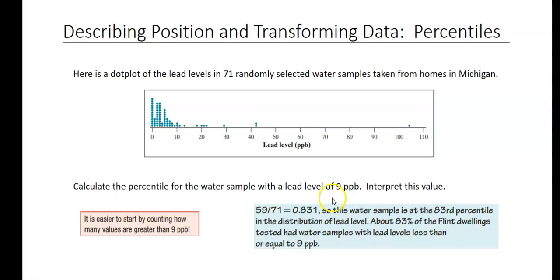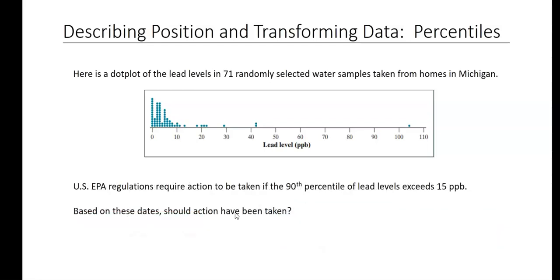So this is how they said it. The water sample is at the 83rd percentile in the distribution of lead levels. About 83% of Flint dwellings tested had water samples with lead levels less than or equal to 9 ppb. Flint is famous for having bad water a few years ago, so that's why I think that example was used.